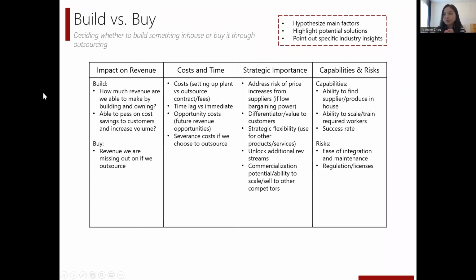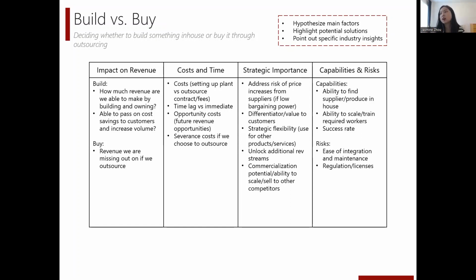So impact on revenue, you're looking at, okay, so if we build this thing, how much revenue will we be able to make? Are we able to pass on cost savings to customers by doing this in-house? And then because the price comes down for customers, that will increase the volume that we will be able to sell. If we buy it or outsource it, what's the revenue that we'll actually be missing out on?